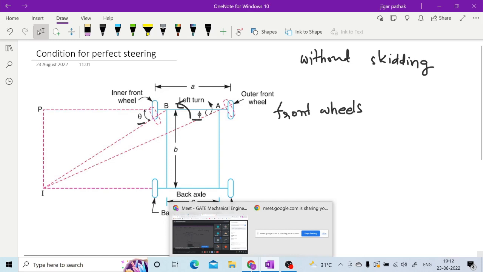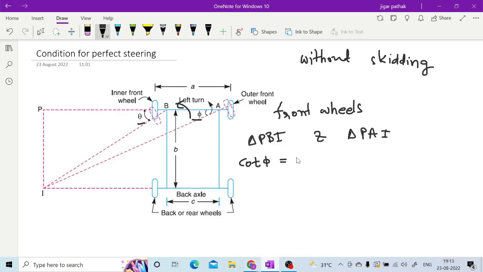So let us first see this, right? So here in this particular figure, as you can see, you are having two different triangles, right? Triangle PBI and triangle PAI, right? So here your cot phi will be this PA over PI, right? And cot theta will be PB over PI.